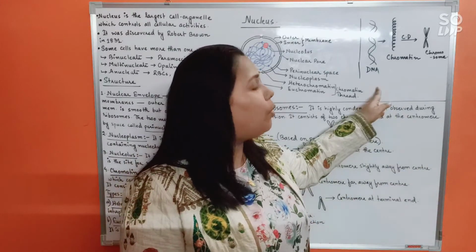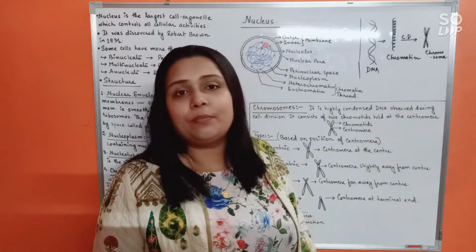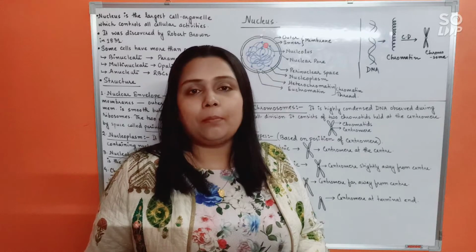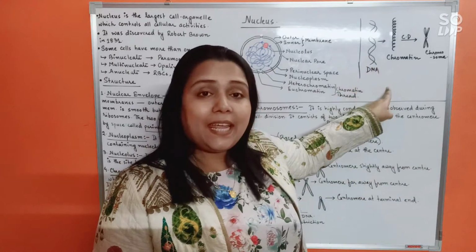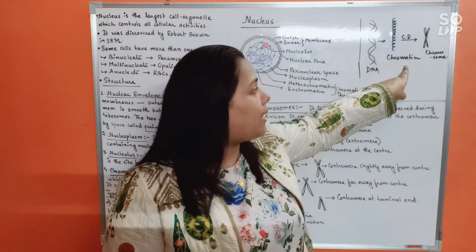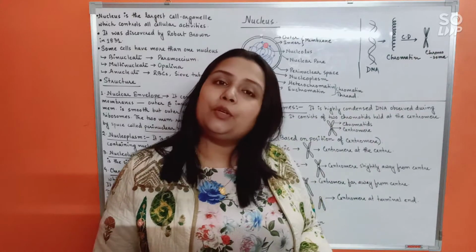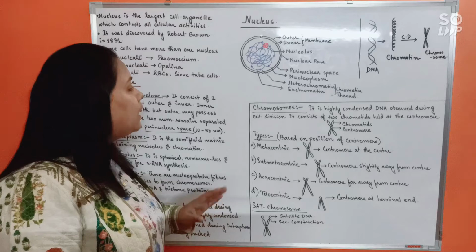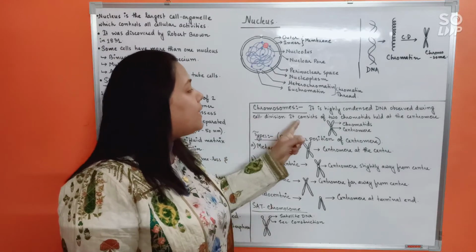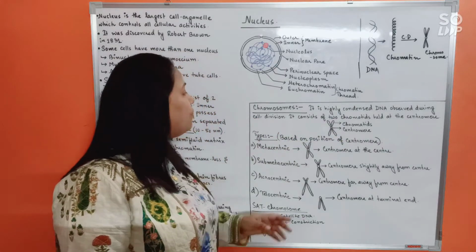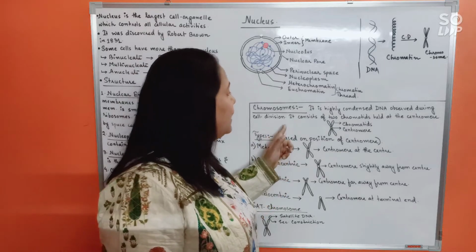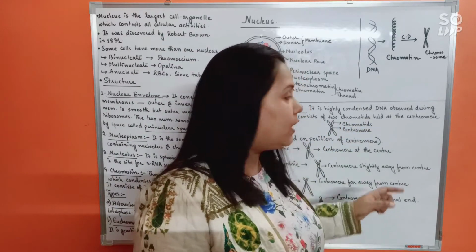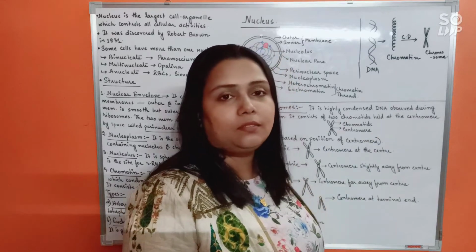Because this is very important for you to understand the next chapter as well, the cell division chapter. That's why do remember the very important links between DNA, chromatin and chromosome. Are you clear? Fine? Now, see, chromosome. It is highly condensed DNA observed during cell division, and it consists of two chromatids held at a point that's called centromere. Alright.